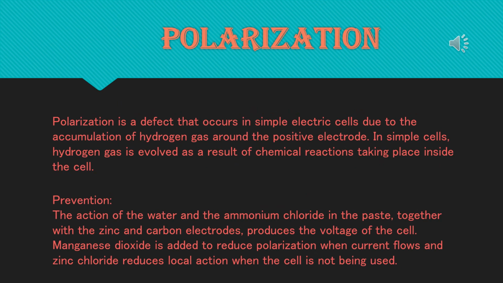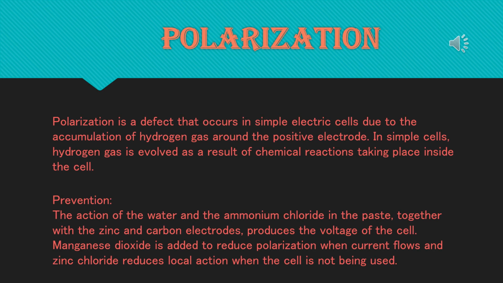Now next defect of simple voltaic cell is polarization. Polarization is a defect that occurs in simple electric cells due to the accumulation of hydrogen gas around the positive electrode. In simple cells, hydrogen gas is evolved as a result of chemical reactions taking place inside the cell.